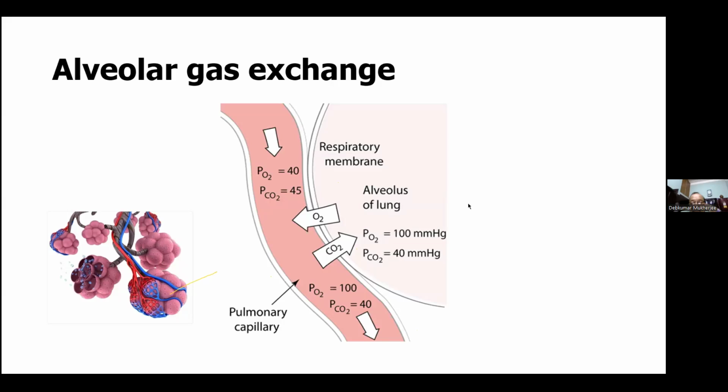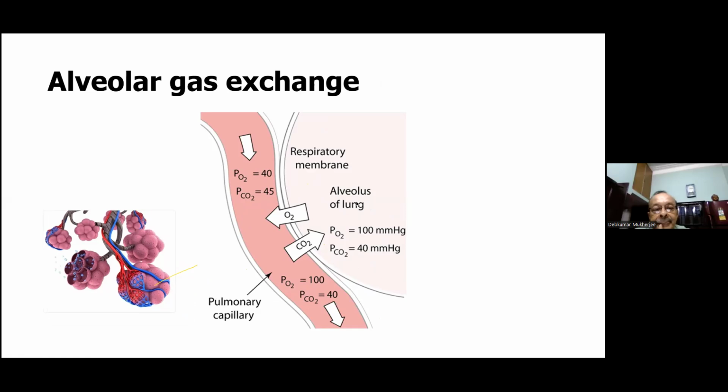Therefore, the oxygen will diffuse from the alveolus to the pulmonary capillaries. And because carbon dioxide pressure is higher in the pulmonary capillaries, and in the alveolus it is 40 mmHg, there is a pressure difference of 5 mmHg, then carbon dioxide will diffuse from the pulmonary capillaries towards the alveolus.